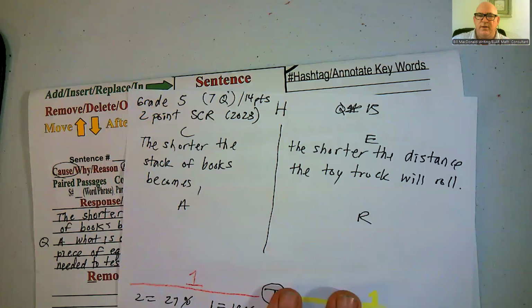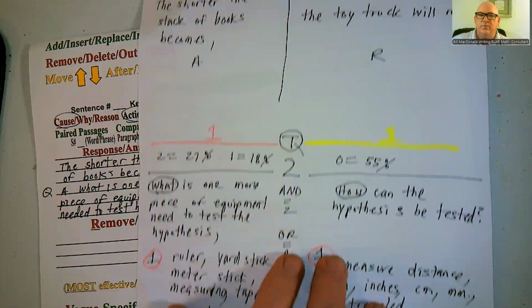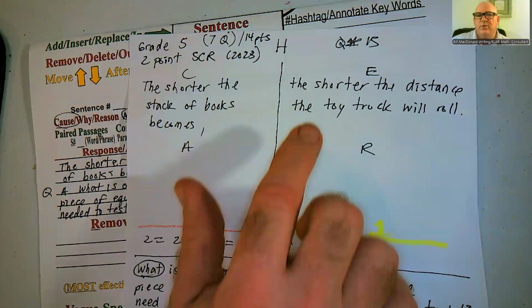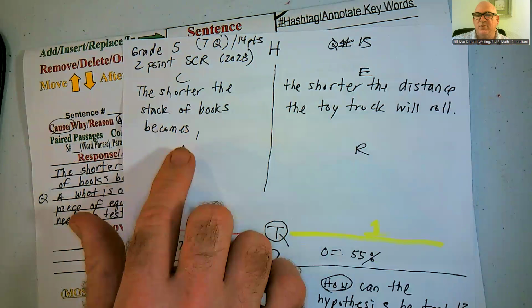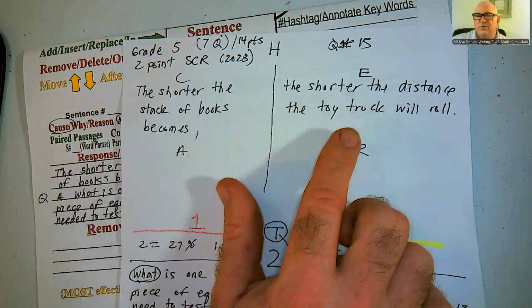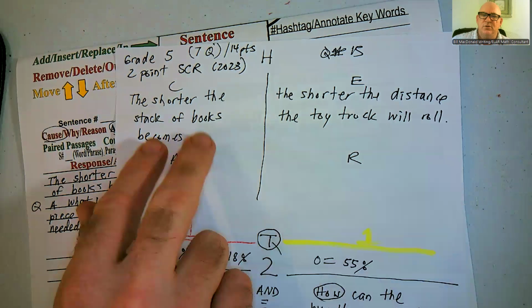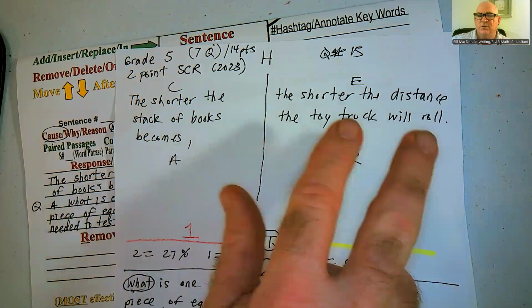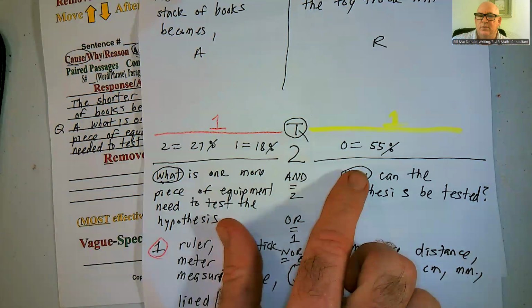So what you might teach your students to do with H2O is H, what's the hypothesis? Well, cause and effect, the shorter the stack of books becomes, the shorter the distance the toy truck will roll. Action reaction, the shorter the stack of books becomes, the shorter the distance the truck will roll. All right. Didn't go very well. All right.